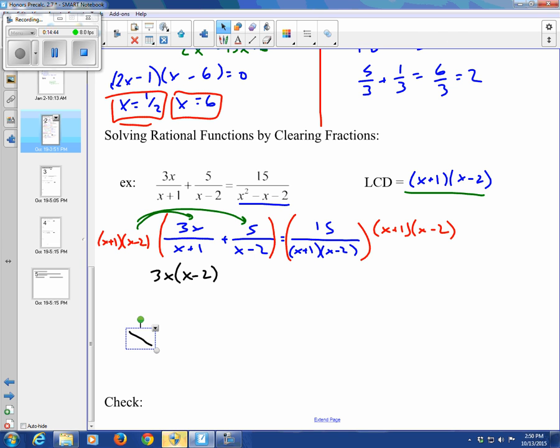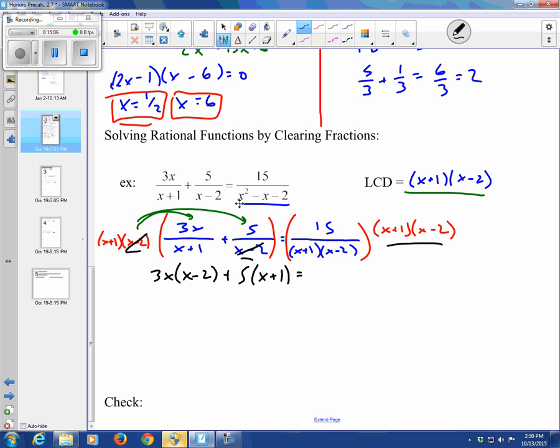Then when I multiply into the second term, what I'm seeing cancel is my x minus 2, right? Since right here we are multiplying by x minus 2 and dividing by x minus 2, that's what's going to cancel there, and so we're going to get plus 5 times the linear factor x plus 1. When I multiply on the right side, I am multiplying by x plus 1 times x minus 2 and dividing by that, so that cancels out altogether, and I just get 15.